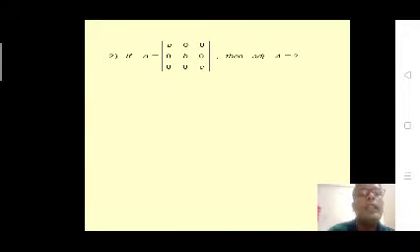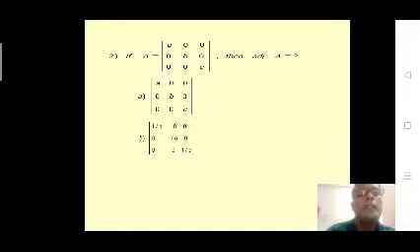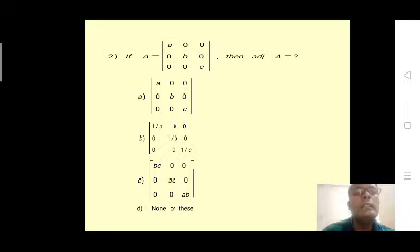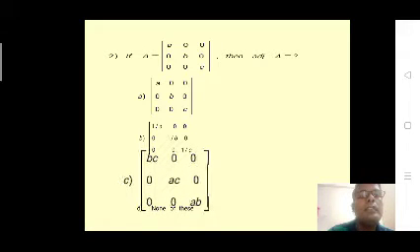The next one: if A equals diag(a, b, c), then the adjoint of A. A is given as [a 0 0; 0 b 0; 0 0 c]. B is [1/a 0 0; 0 1/b 0; 0 0 1/c]. C is [bc 0 0; 0 ac 0; 0 0 ab]. D is none of these. And what is the value? [bc 0 0; 0 ac 0; 0 0 ab]. Just we find out the adjoint of A. How can we find the adjoint of A? Cofactor matrix transpose. So before writing the transpose, we find out each element of the cofactors.